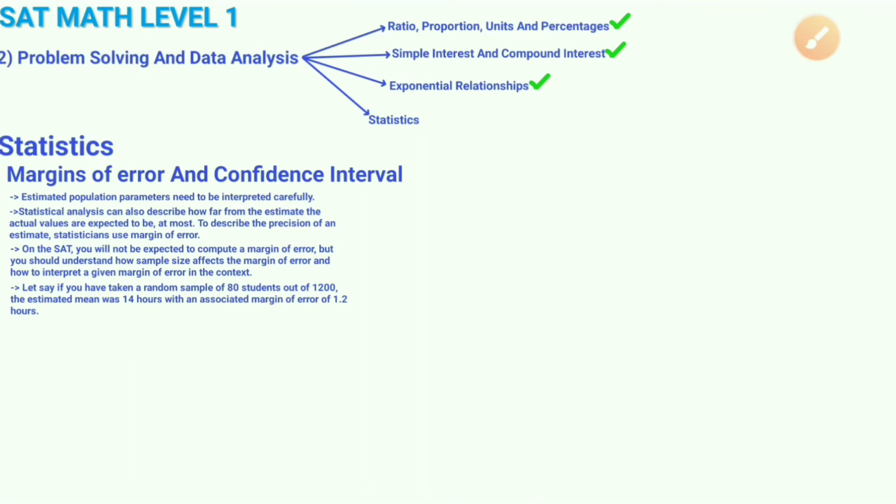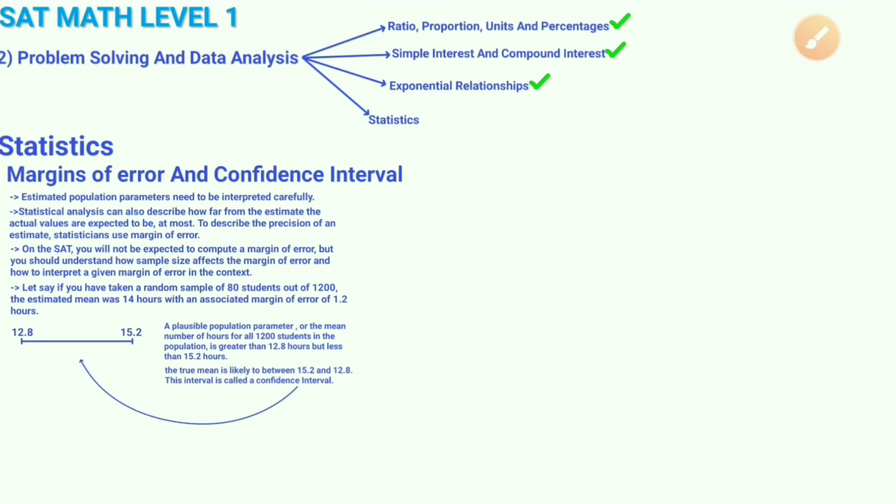Let's say you have taken a random sample of 80 students out of 1200, and the actual mean was 14 hours with an associated margin of error of 1.2 hours. A plausible population parameter, or the mean number of hours for all students in the population, is greater than 12.8 hours but less than 15.2. The true mean is likely to be between 12.8 and 15.2, and this interval is called the confidence interval.